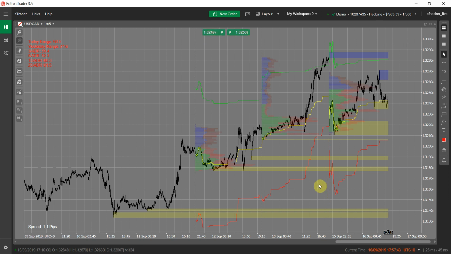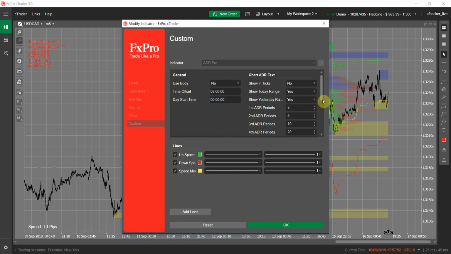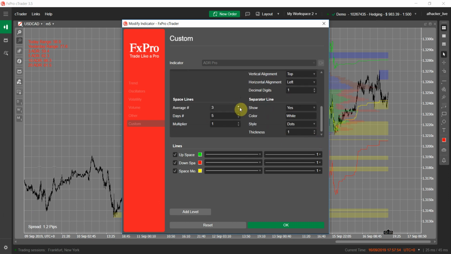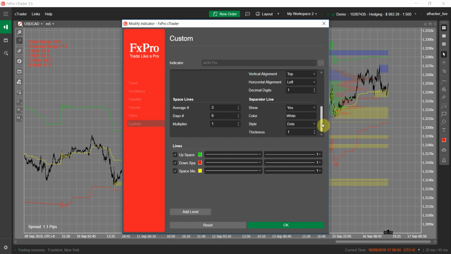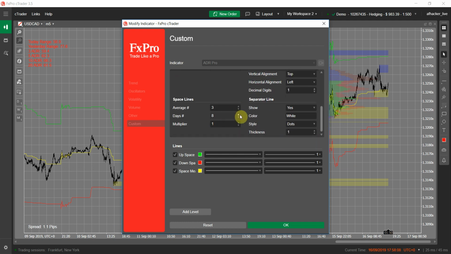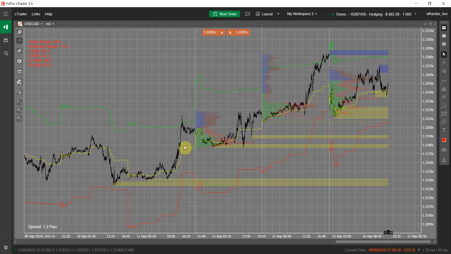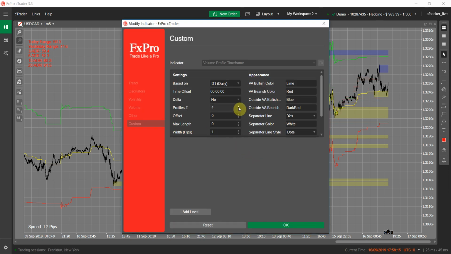Okay, why do I keep loading? Is there any setup? No. Let me load more data. The problem is this ADR indicator. When I increase the days, I have to load more data. Sorry, I was increasing the wrong number. Number 3, okay, 8 days. And I have to increase the preview of the volume profile too.